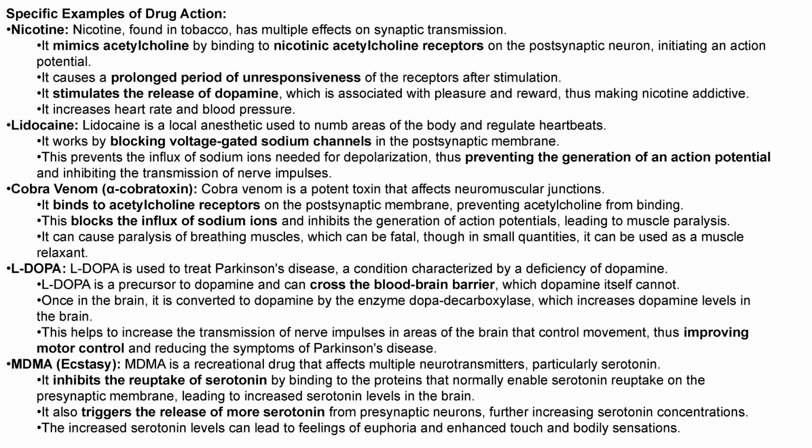L-DOPA is a precursor to dopamine and can cross the blood-brain barrier, which dopamine itself cannot. Once in the brain, it is converted to dopamine by the enzyme dopa decarboxylase, which increases dopamine levels in the brain. This helps to increase transmission of nerve impulses in areas of the brain that control movement, thus improving motor control and reducing symptoms of Parkinson's disease.